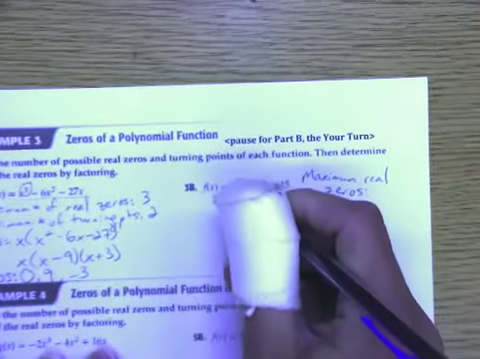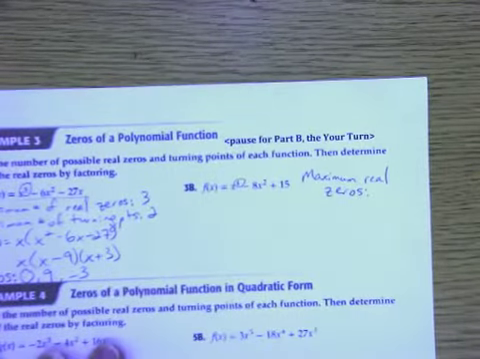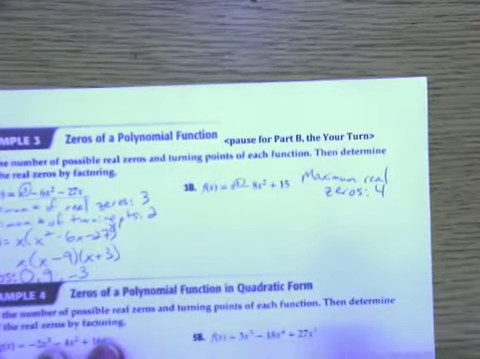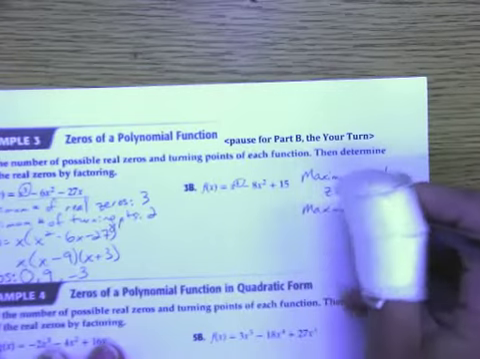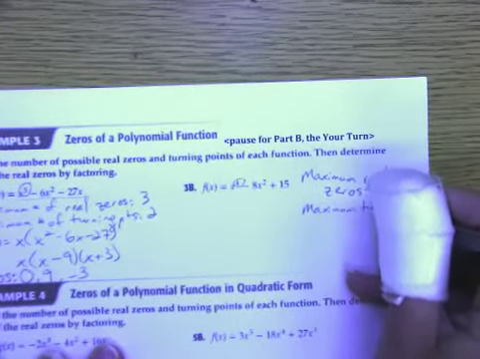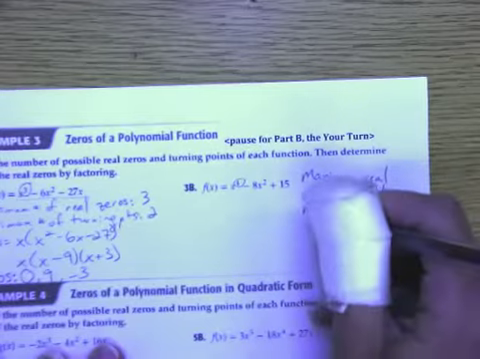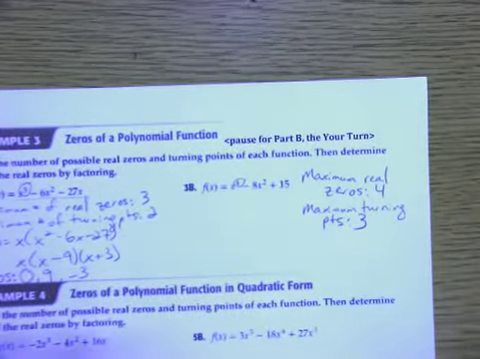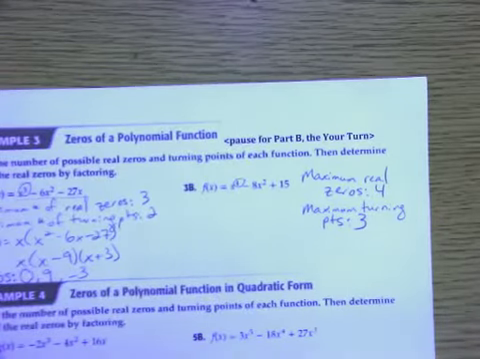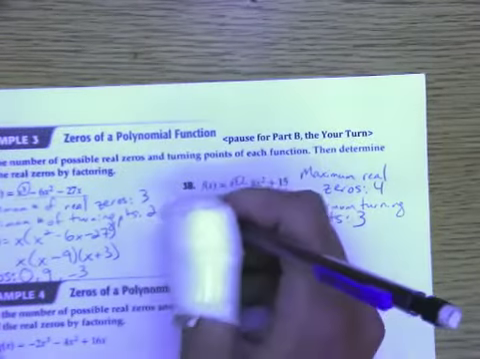Which will be the same as our degree. So it's 4. The maximum turning points is 1 less than that, 3. And then we factor it.